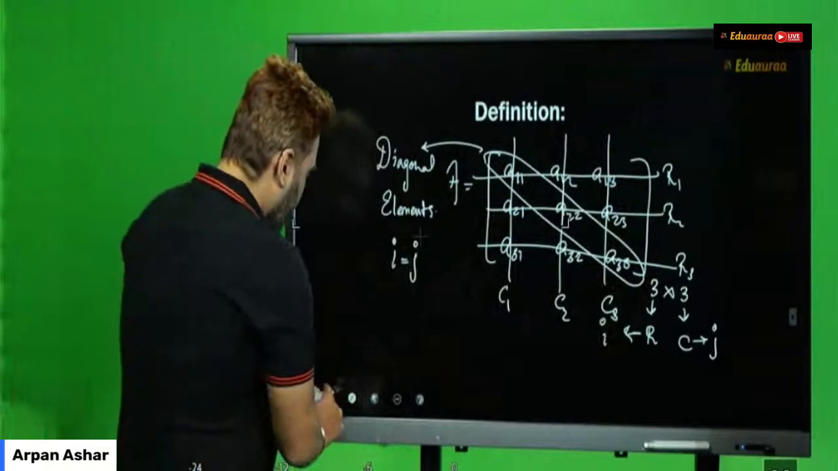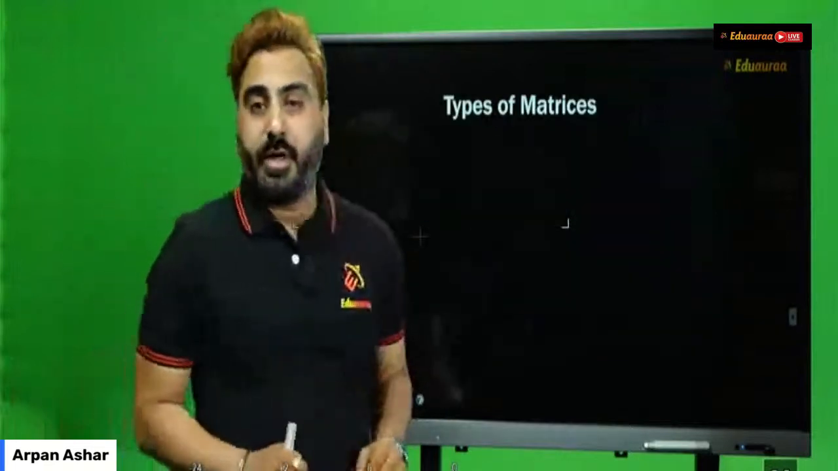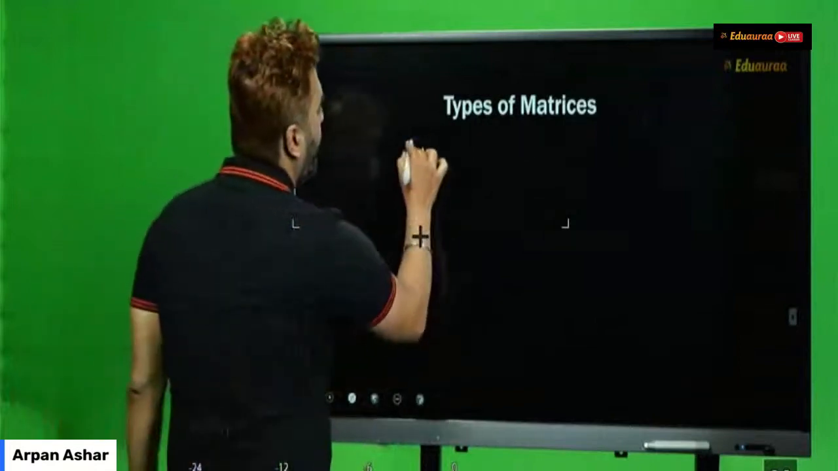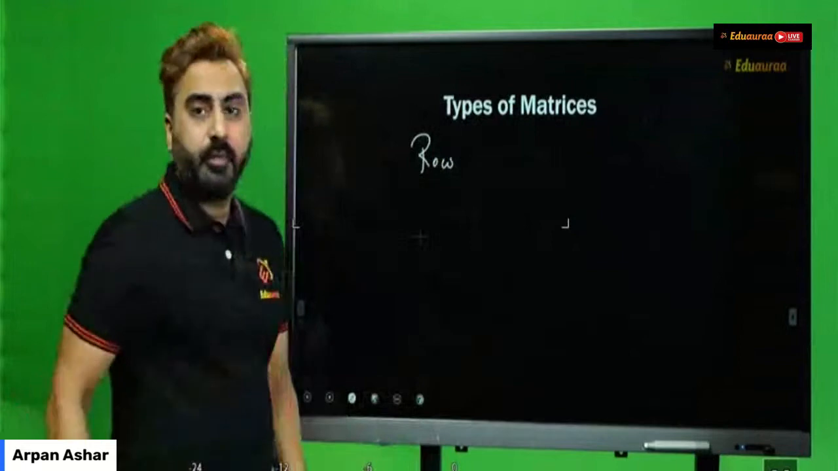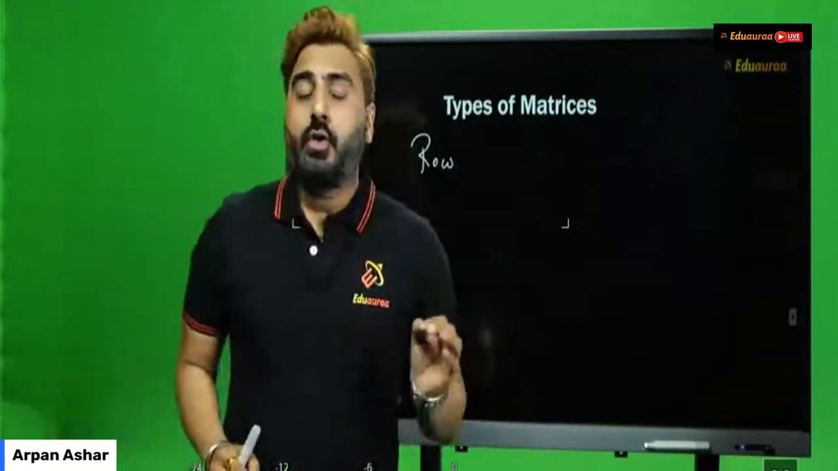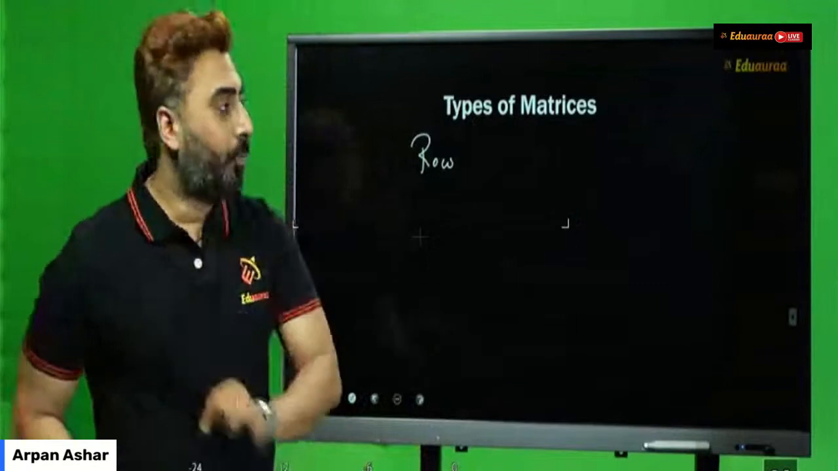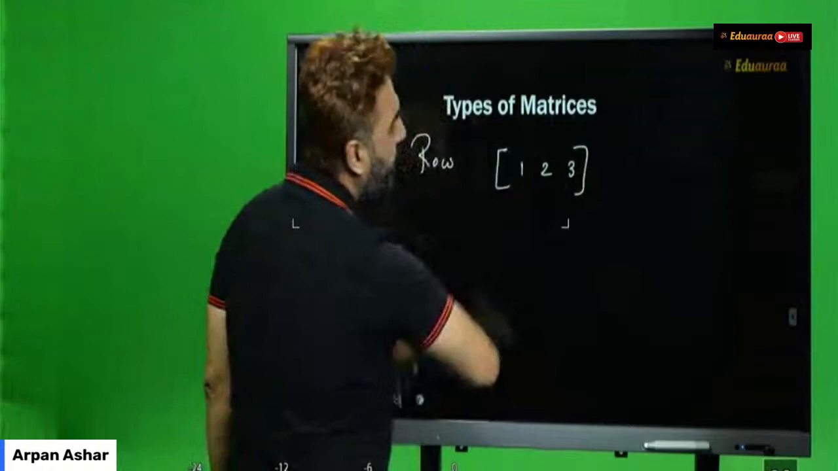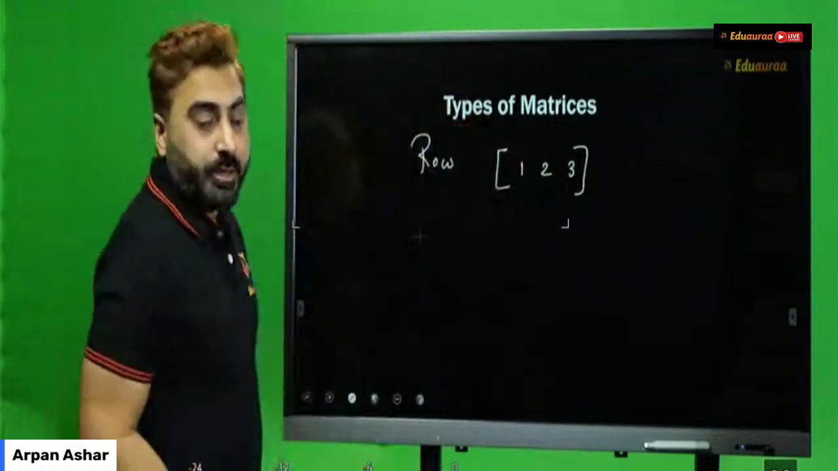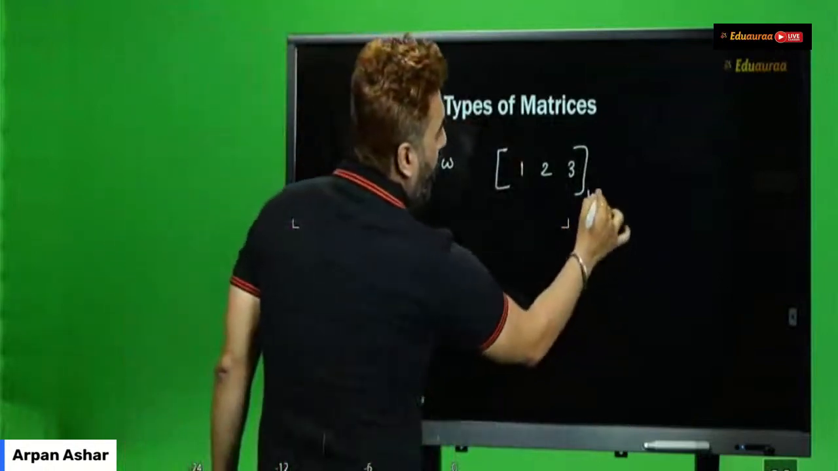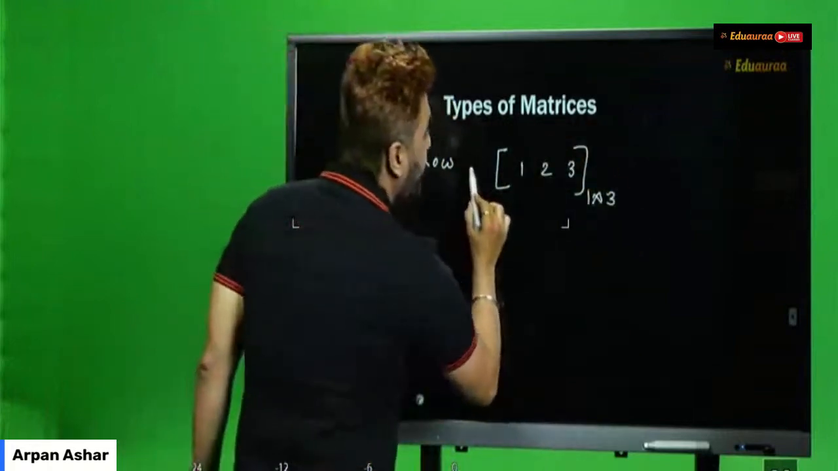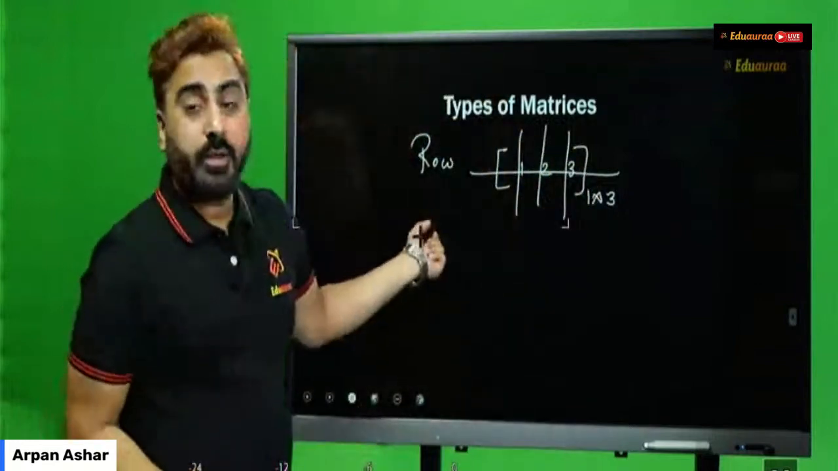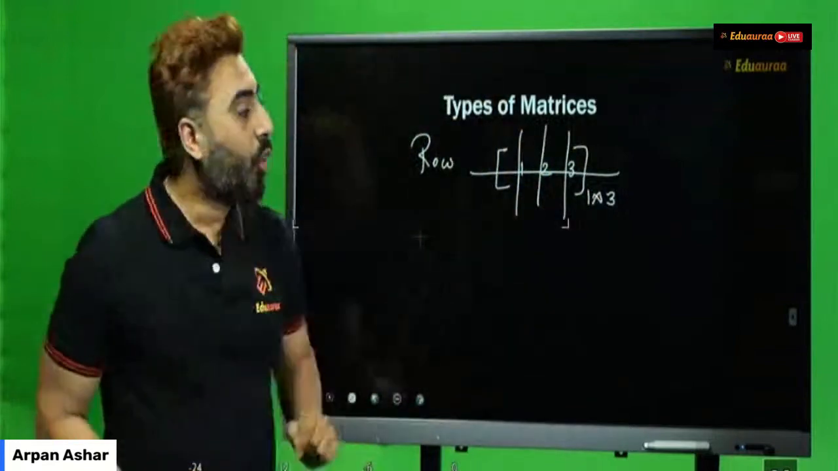Now moving on to the next part: types of matrices. Students, there are many types of matrices. The first type of matrix is the row matrix. So what is a row matrix? A row matrix is a matrix with a single row. For example, if we write 1, 2, 3, what is the order of this matrix? The order of this matrix is 1 by 3. Why? Because we can see 1 row and 3 columns. So a row matrix is a matrix with a single row.